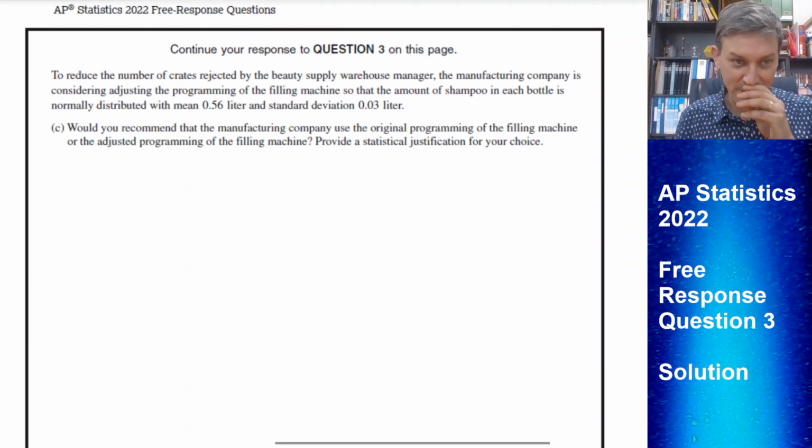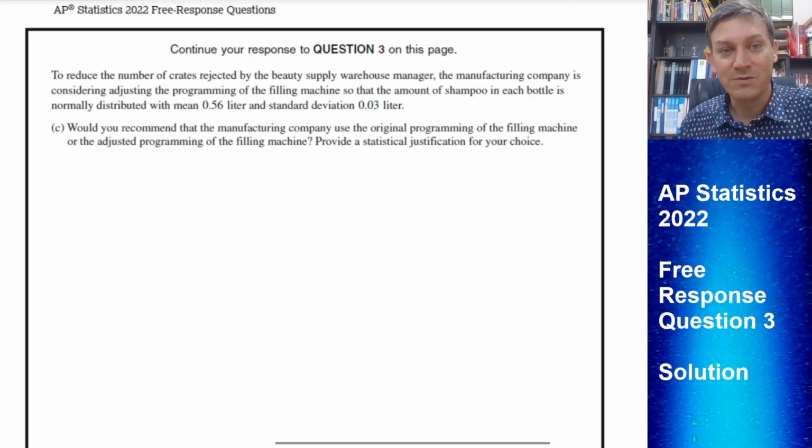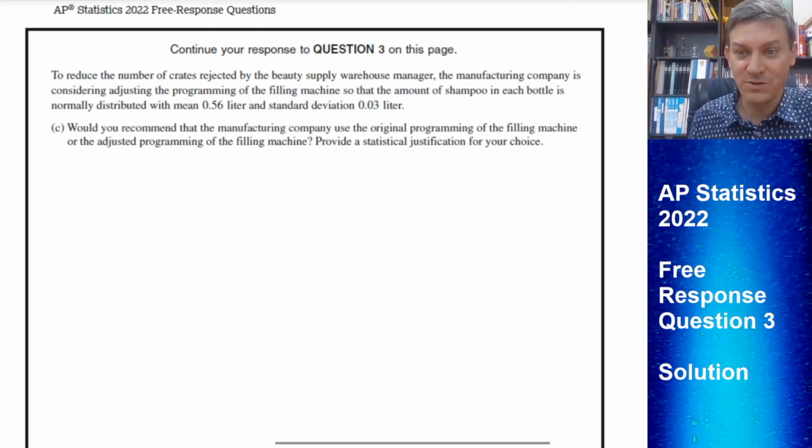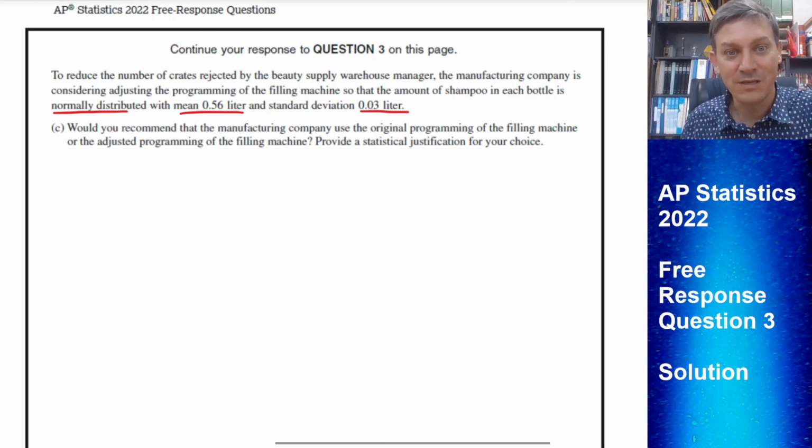Okay, final part of the question then. To reduce the number of crates rejected by the beauty supply warehouse manager, the manufacturing company is considering adjusting the programming of the filling machine so that the amount of shampoo in each bottle is normally distributed with a mean of 0.56 litres and a standard deviation of 0.03 litres. C. Would you recommend that the manufacturing company use the original programming of the filling machine or the adjusted programming of the filling machine? Provide a statistical justification for your choice.